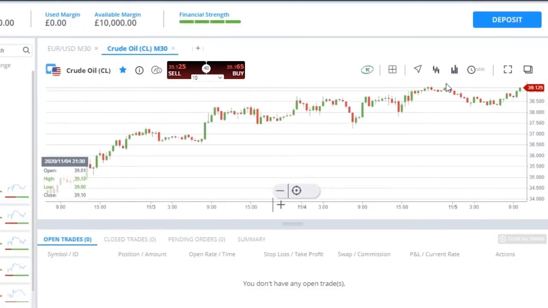You can also open multiple charts and look at the price movement in several different instruments. And you can spread the chart out across the entire screen by clicking Resize Chart.